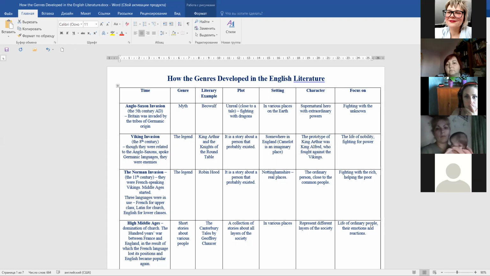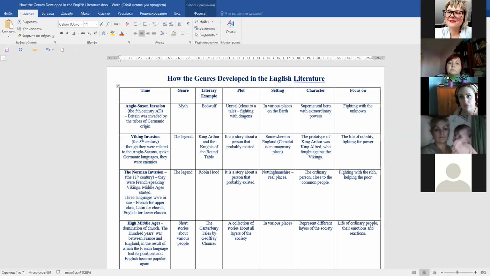And that's what we will be doing in Odessa on the 25th of June. We will be making this huge timeline with different literary works, and these works will represent different genres. But let's look at them.